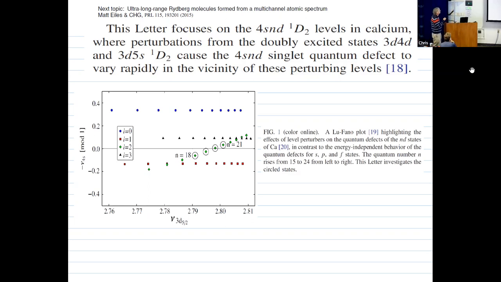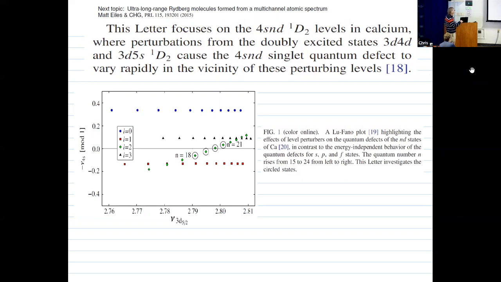In particular, if you think about the 4snd states, the bound states converging at the lowest ionization threshold, D wave. These can be perturbed by doubly excited states like 3d4d and 3d5s. And as a result, the quantum defect in this main channel, the 4snd channel, is not a constant. Right? All of the calculations of trilobite molecules you've seen in the literature and in Peter's talk later in the week had roughly constant quantum defects of all the s, p and d electrons, and then the rest of the quantum defects were negligible. Here is a case where, depending on the principal quantum number you look at, the d electron quantum defect is actually changing rather significantly.